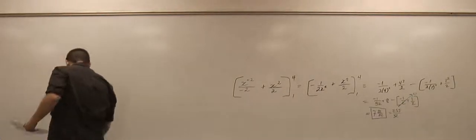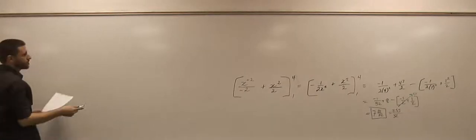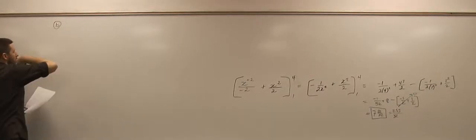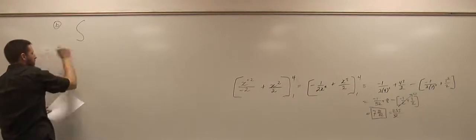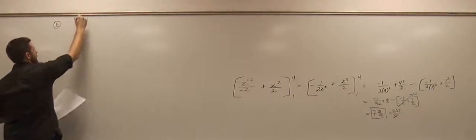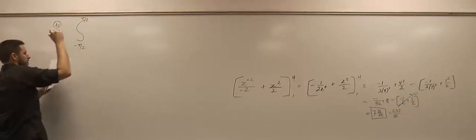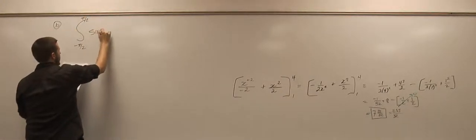Let's see if I can give you some trickier stuff. So B. The integral from negative pi over 2 to pi over 2 of sine x dx.